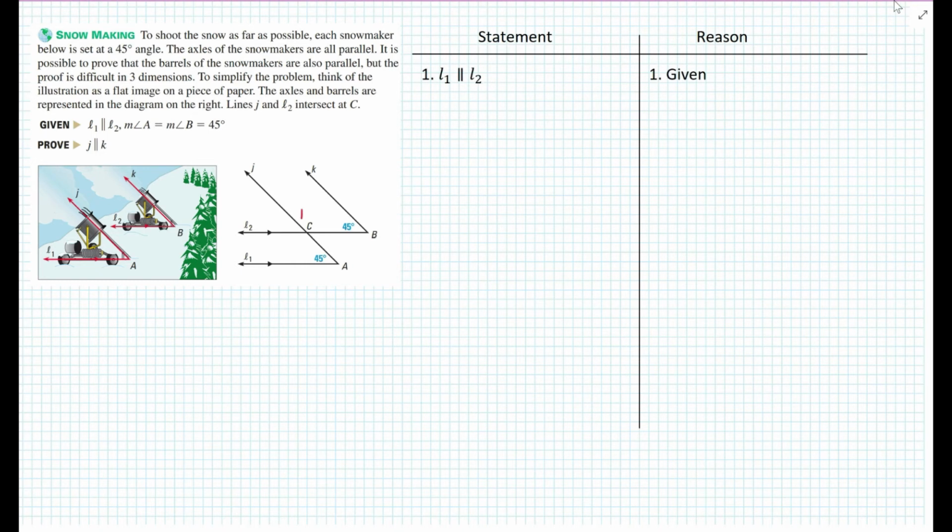Then we state the first given, that line L1 is parallel to line L2. Okay, so then we ask ourselves, is there anything we can conclude from that first given here? Remember, we want to use the givens only when needed in a statement reason table. So there is something we can conclude here.